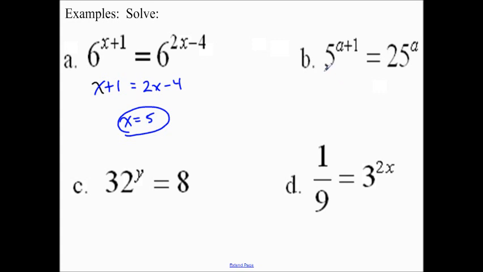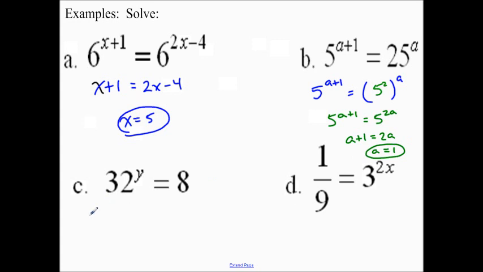Okay. Example B. Well, 5 looks like it could be the common base here. So I'm going to keep the left side alone, 5 to the a plus 1 power. I'm going to do something with this 25 and write it as a power of 5. So it's going to be a 5 squared. Okay? So at this point, we've got 5 to the a plus 1 equals 5 to the 2a. When you work those out, set those exponents equal. Turns out that a is equal to 1.